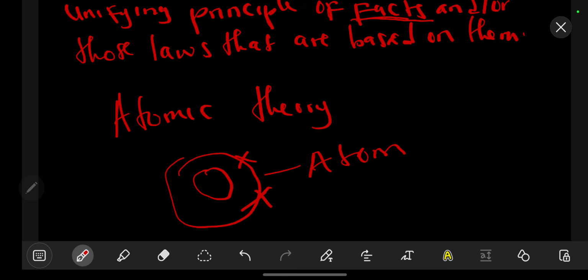One of the examples of an ongoing theory is the Big Bang theory. It is continually being tested. So that is what the theory is.